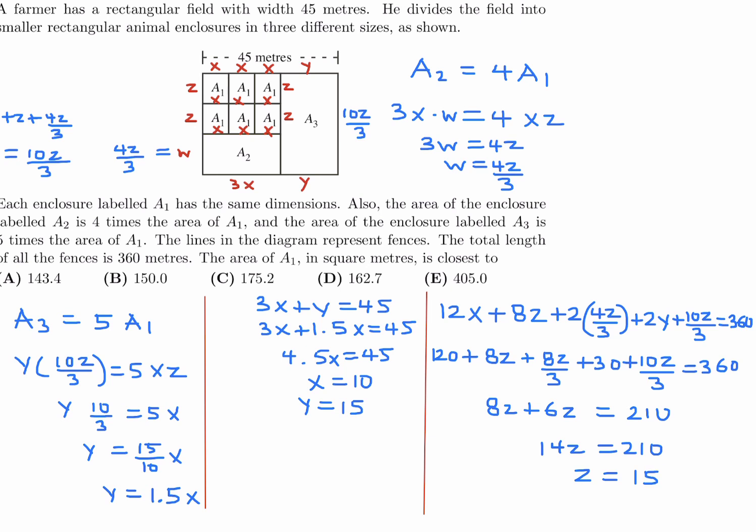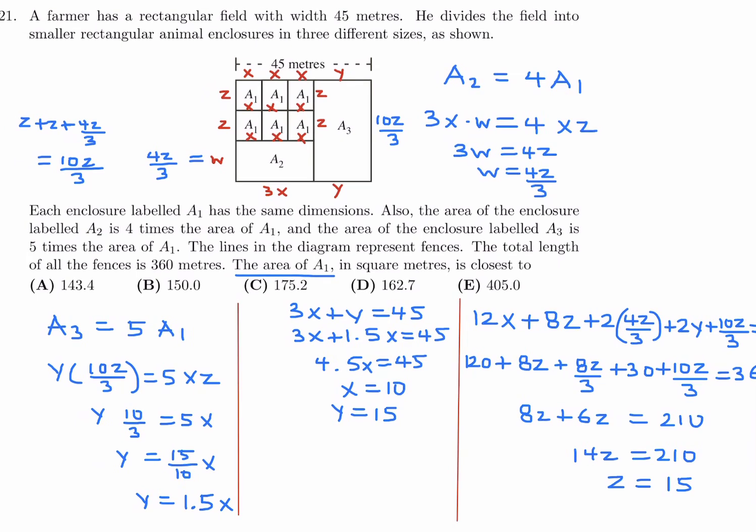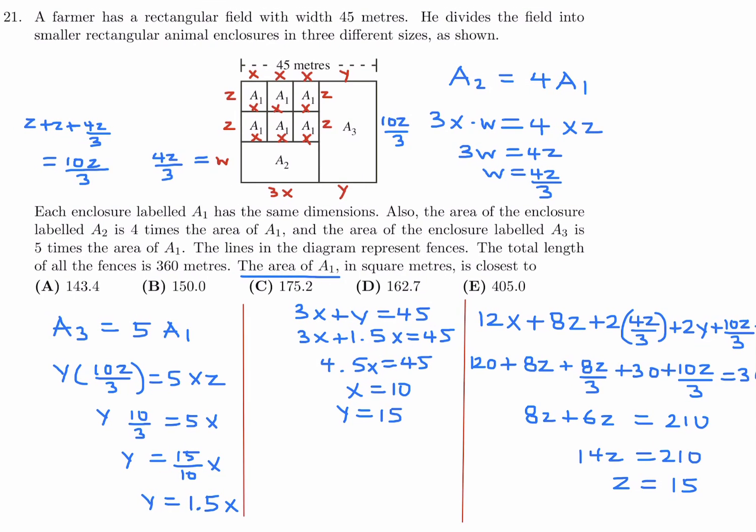All right, let's figure out now the final thing, which is the area of A1. The area of A1, that's our final task, is x times z. Well, x is 10, and z we figured out to be 15. So therefore 10 times 15 is 150. And that's the answer. So number 21, the answer is B.